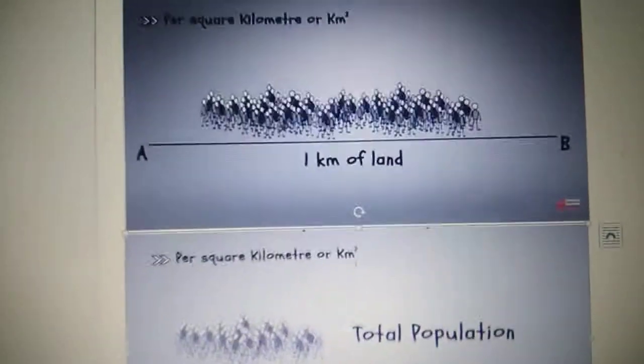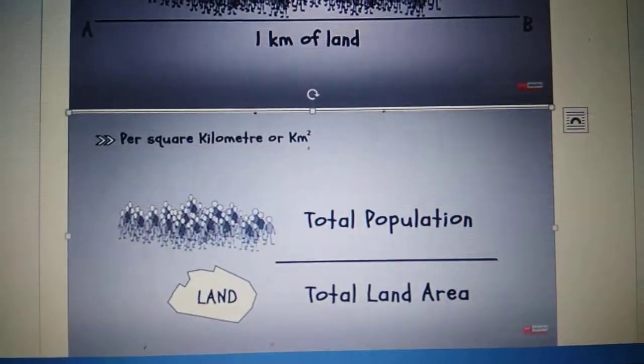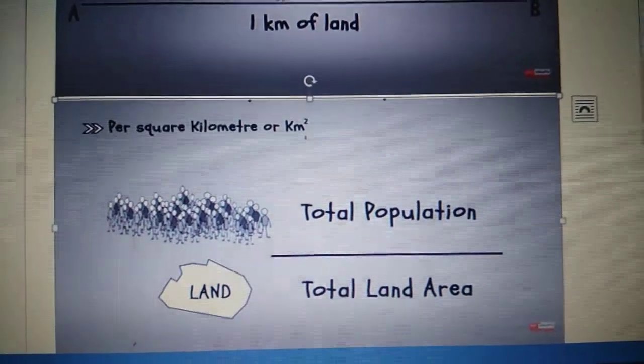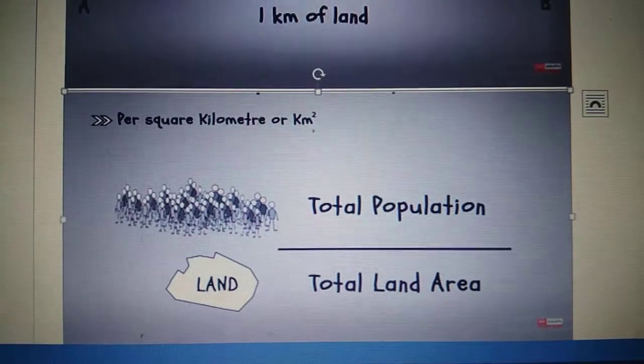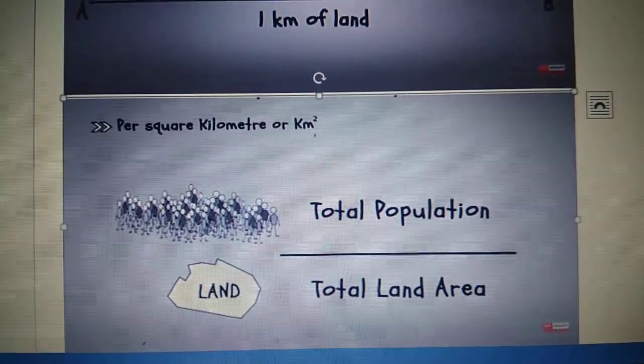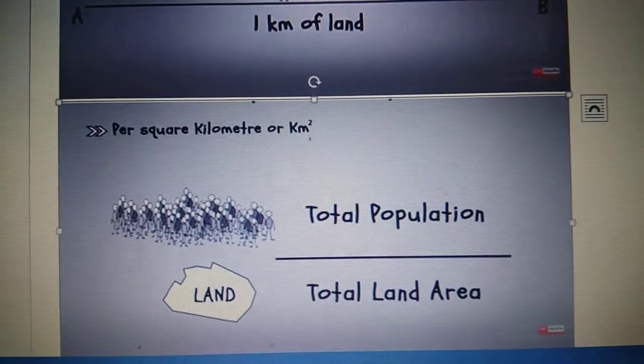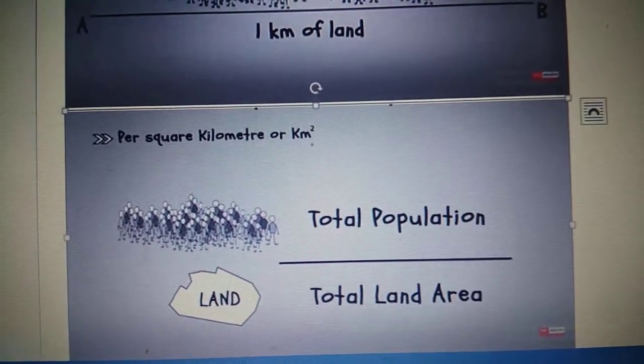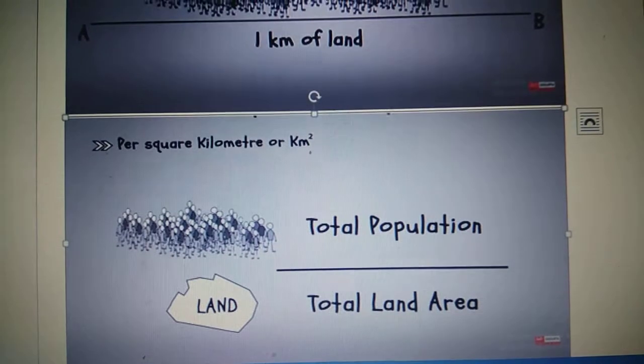Okay, so how do we calculate this? We calculate this by total number of population upon total land area. The total population we can collect from the census, and total land area we come to know from the municipality office. If we divide that, we get the density of population.